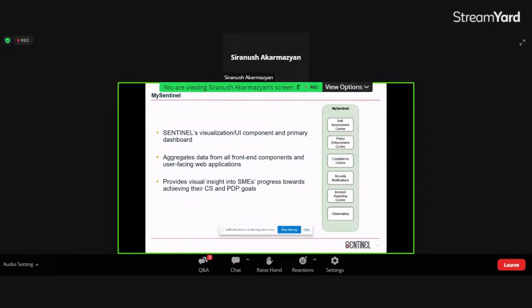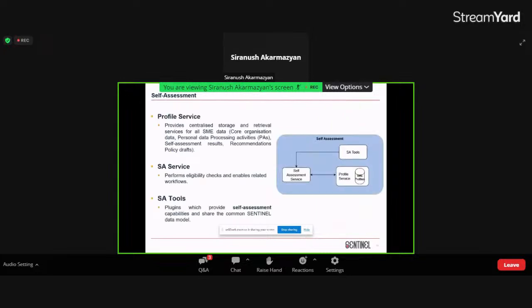So, briefly about all the modules of Sentinel. The first one is My Sentinel, which is Sentinel's visualization component and the primary dashboard. It aggregates data from all front-end components and provides visual insights into SMEs' progress towards achieving their cybersecurity or personal data protection goals.